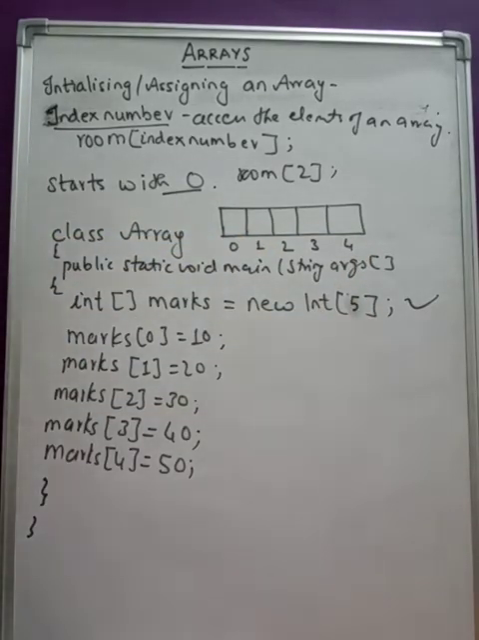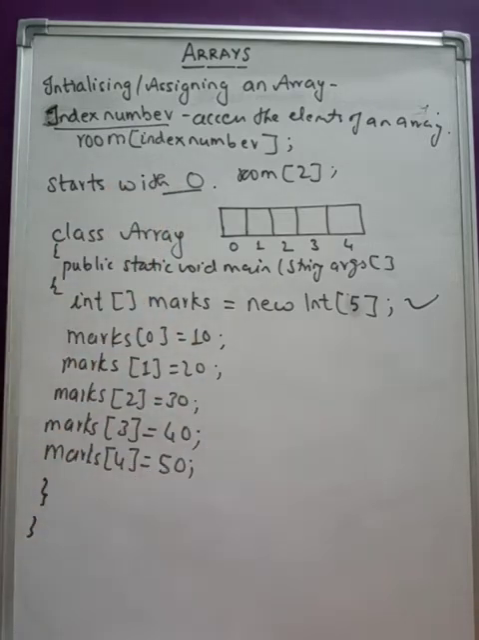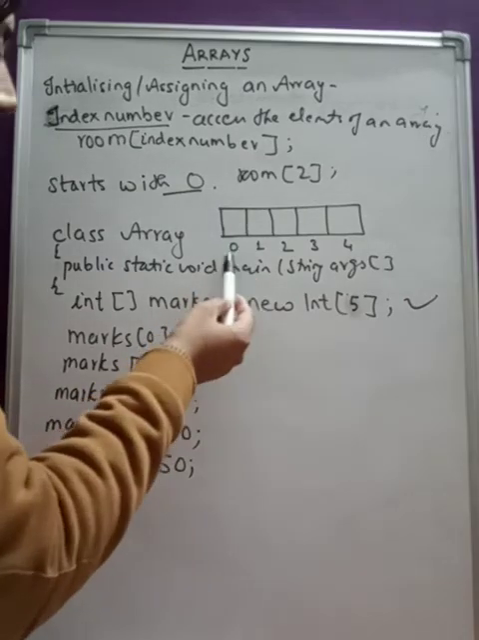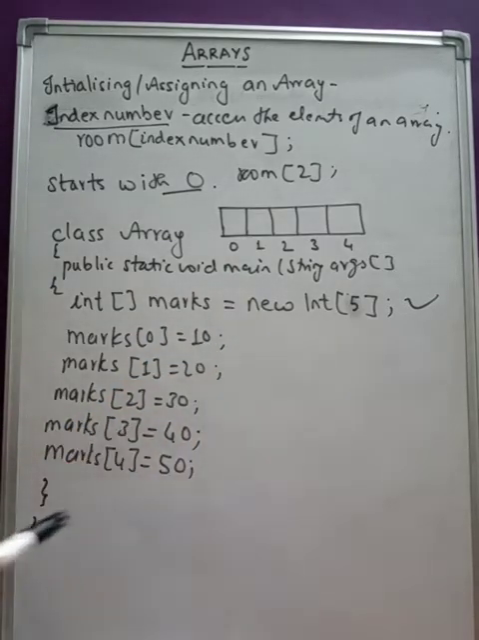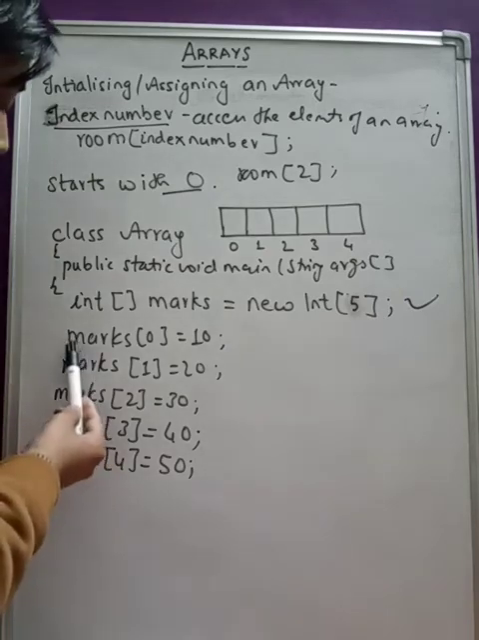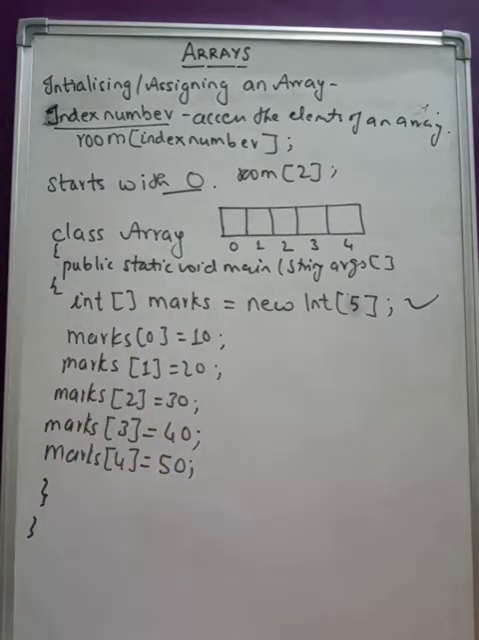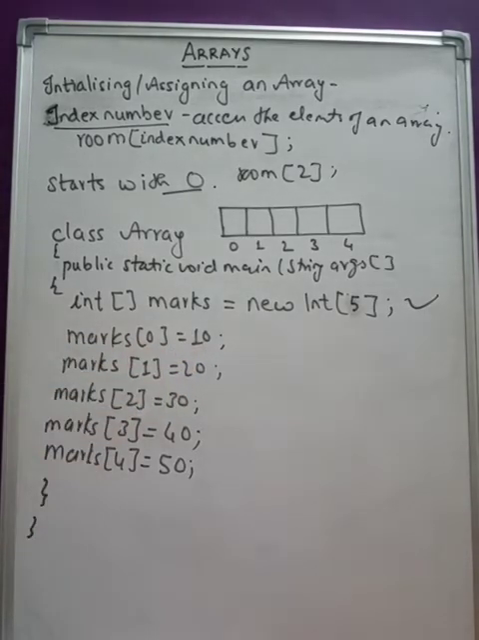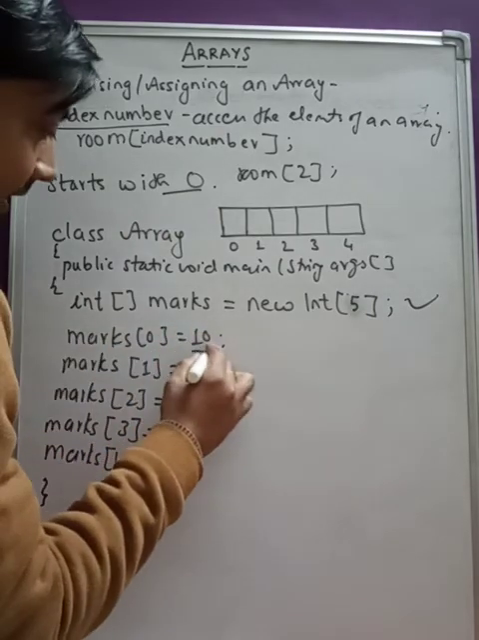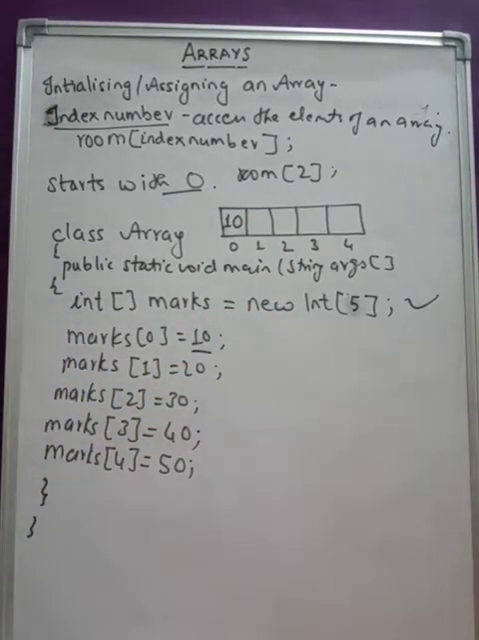Now after this, using the index number, we have to provide values at the different indexes. How will you do it? I have told you that indexing of an array starts from 0. That means you first start initializing the value from the very first element. You write marks and then the square bracket, and in that square bracket you write 0. We have written marks[0] is equal to 10. That means on the 0th index the value stored will be 10.